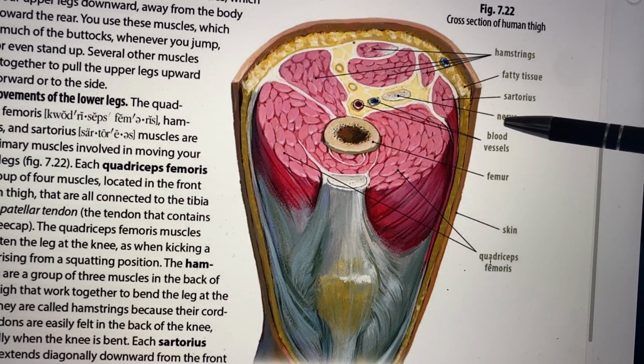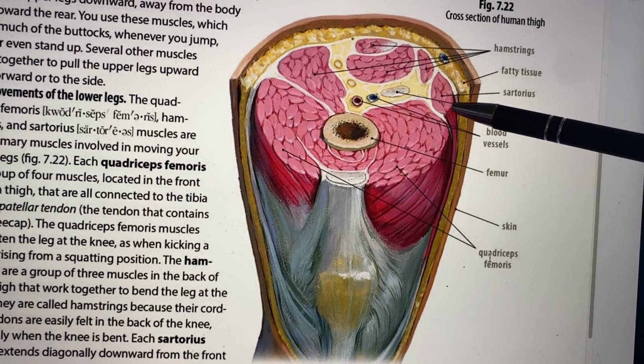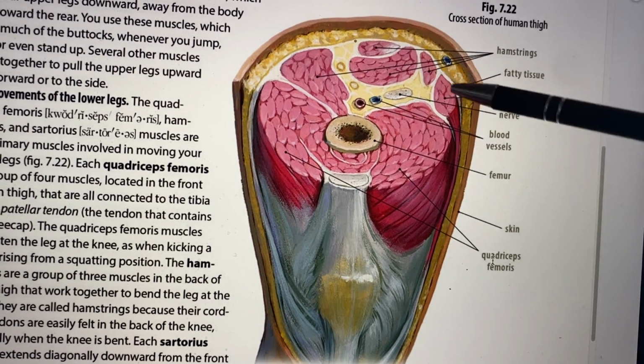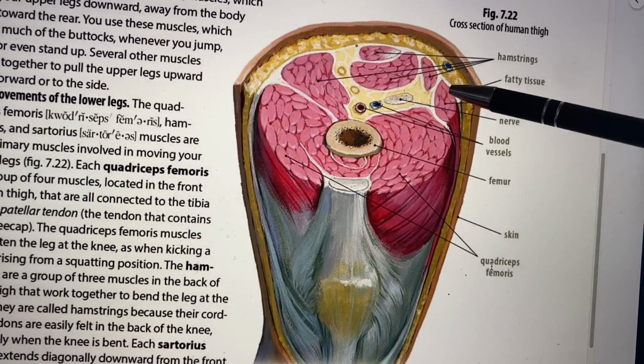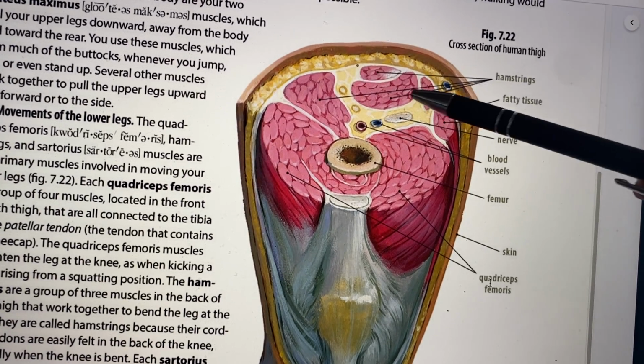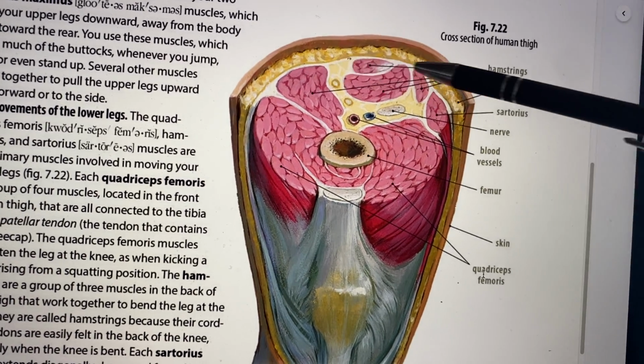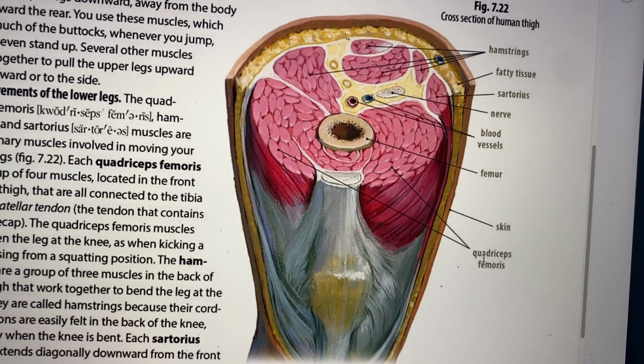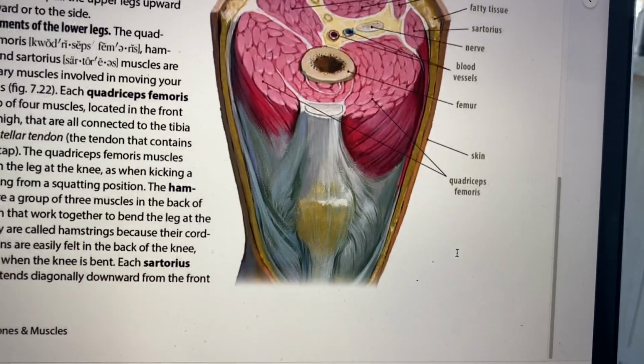And so then you see where the nerves are here, and the sartorius muscle coming down here, and where the hamstrings are. See all these hamstrings coming from the back of your leg. That's a great picture.